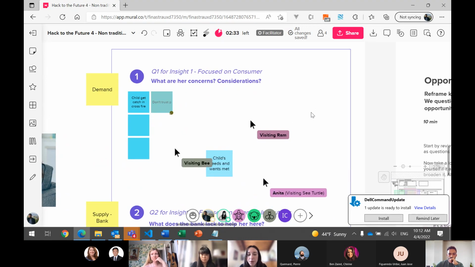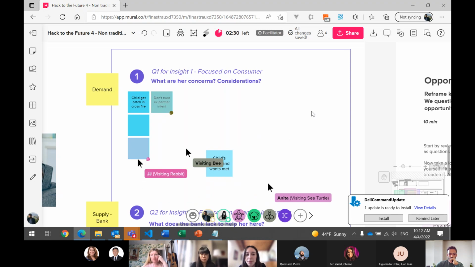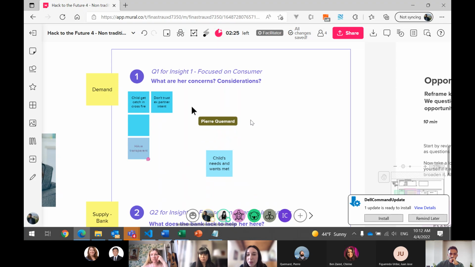And just to remind everyone, all you need to do is double click and then start typing, and that's how your sticky note will appear and how you can write down your thought.